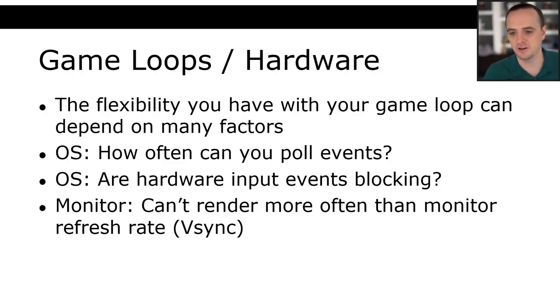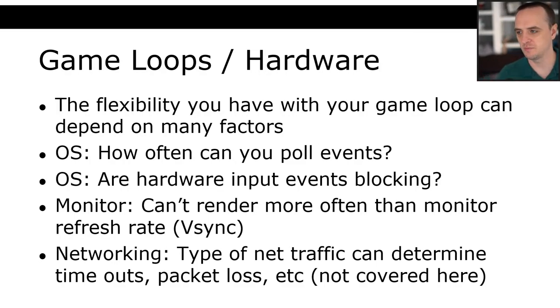Maybe our monitor can't actually render more than 60 refreshes per second, right? So it would be foolish to try and update the game at 120 frames per second if our monitor can only display 60. Maybe we've implemented some sort of networking. The type of network traffic can determine timeouts, packet loss, and a bunch of other things that can affect how fast we want to update the game, but we're not covering networking in this course because that's an entire course in itself.